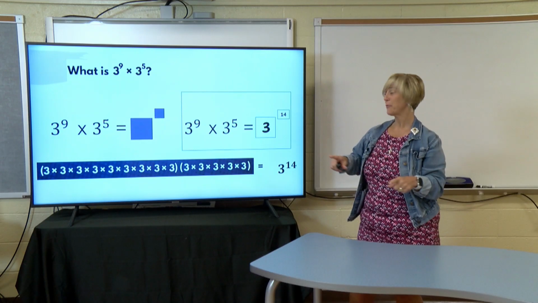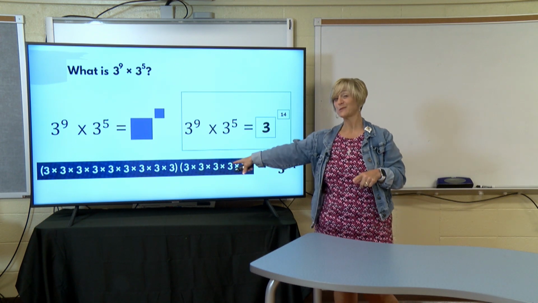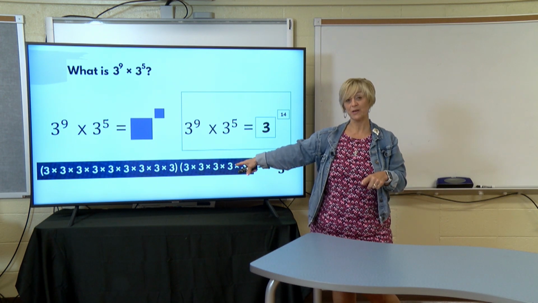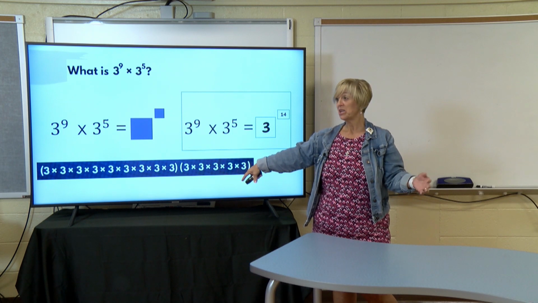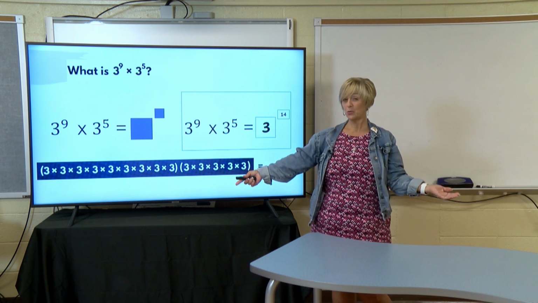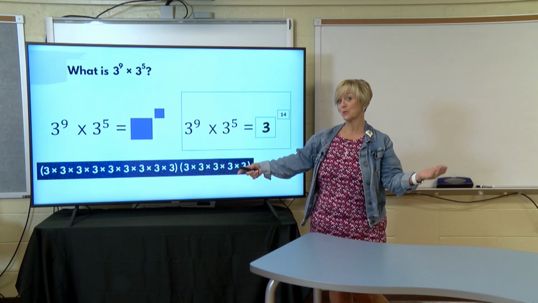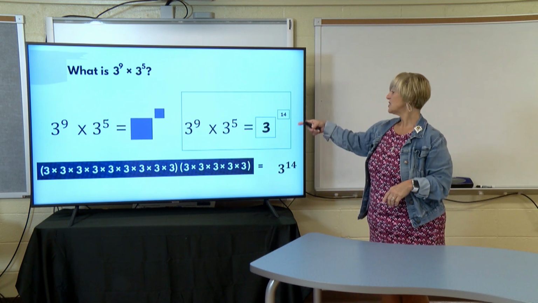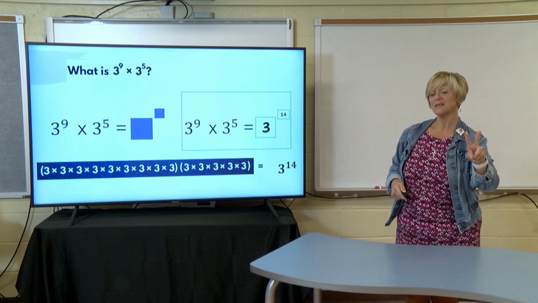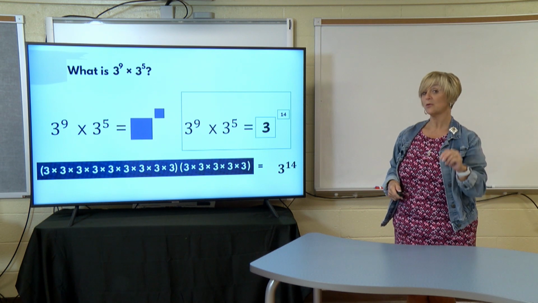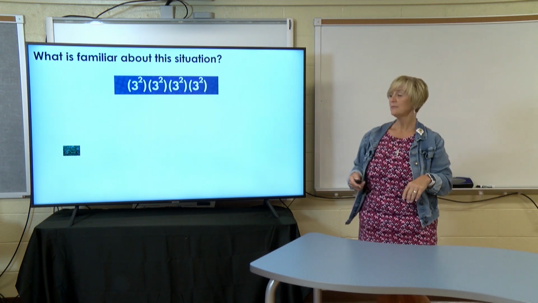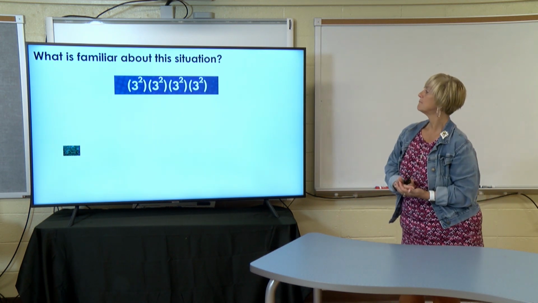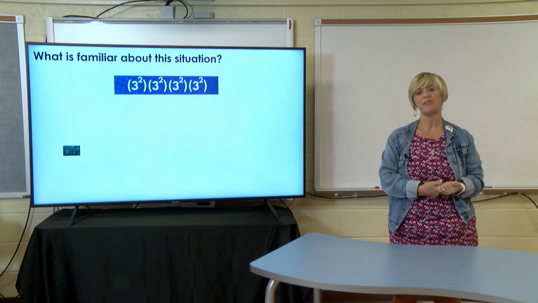I'm pretty sure I would rather write it this way than expand it out all the way. That's a lot of 3s. And just think, if you got 3 to the 30th power, would you want to write 3 times 3 times 3? I wouldn't want to write that. So when we have the same bases and we multiply them together, we add their exponents. Now look at this one. What is familiar about this?